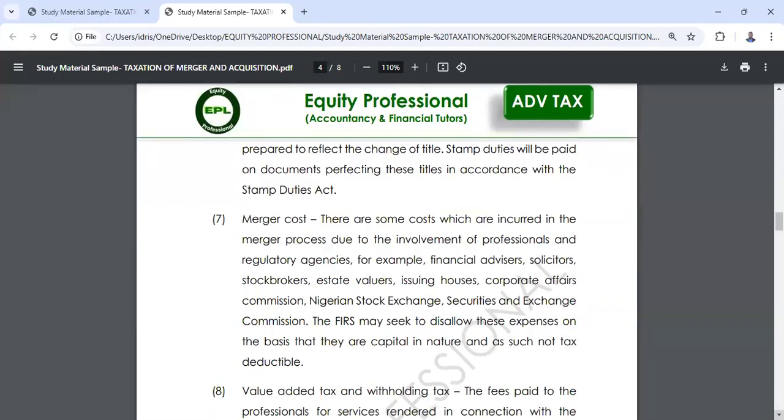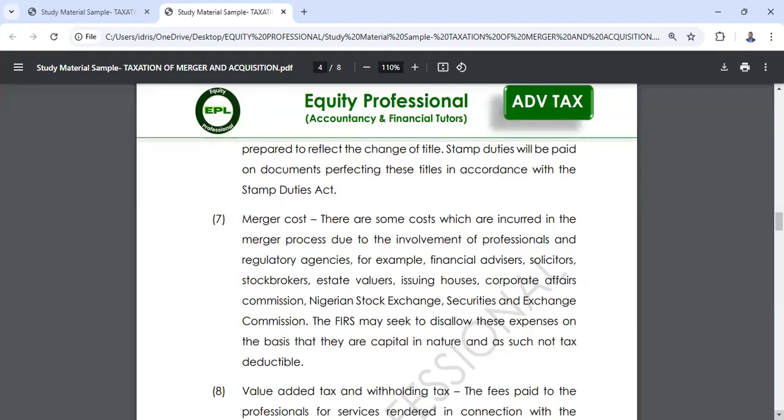during the merging process. At the time of merger, we need to engage some professionals. We need professionals like an accountant that will help us prepare the business combination and determine the net assets. We also need a professional like an estate valuer that will value the assets, especially the land and building. We also need a legal practitioner that will prepare the legal agreements. All these professionals, during the merging process, we are going to pay them professional fees.